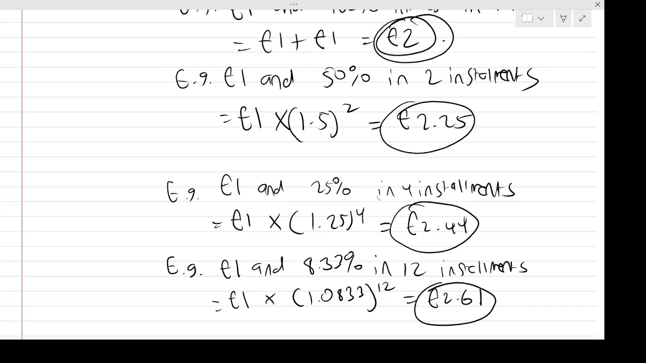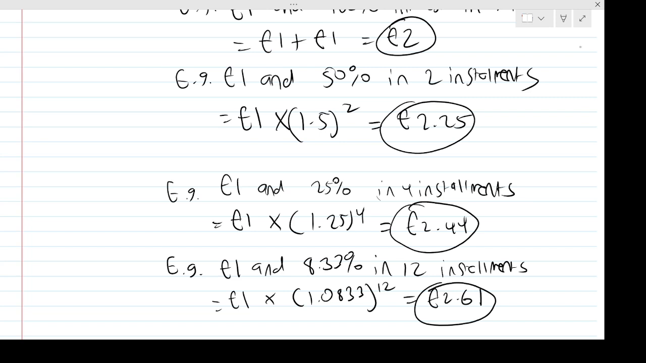Initially we had £2 and we split it into halves. We get £2.25, 25p more. Then £2.25 to £2.44, that is 19p more. So we've gone from 25p more to 19p more. And then from £2.44 to £2.61, that's about 17p more.